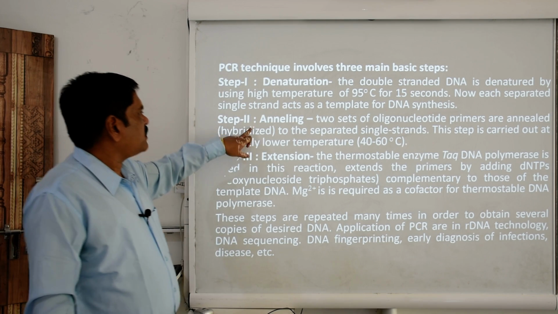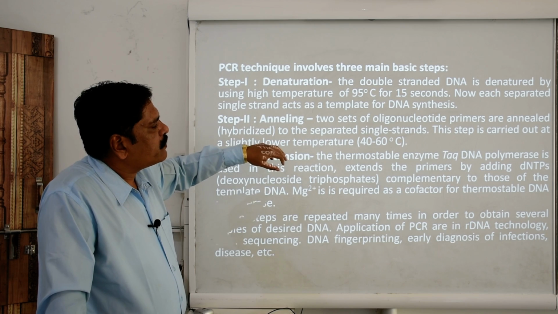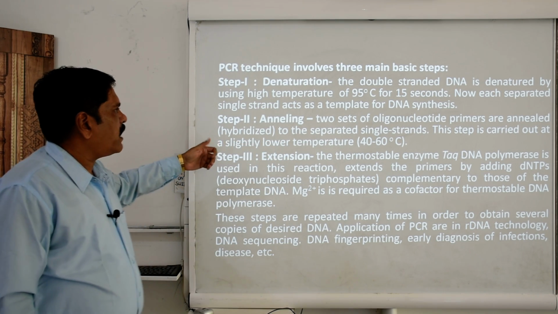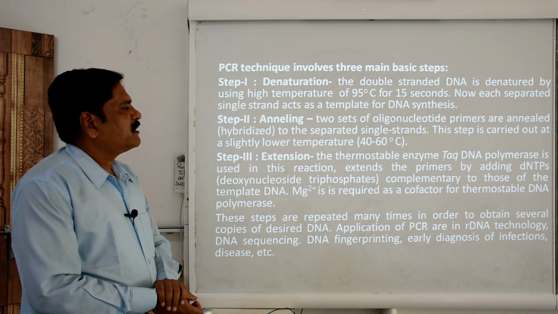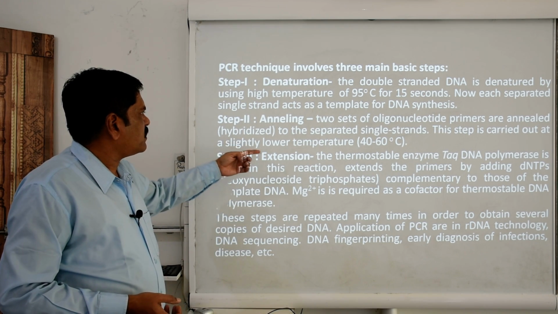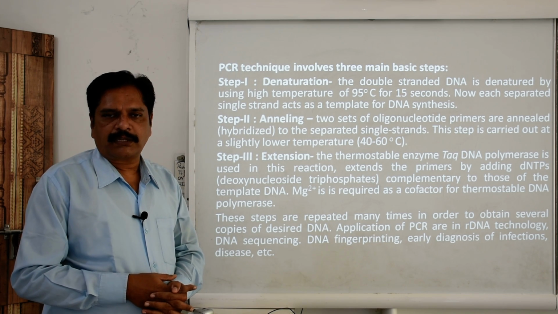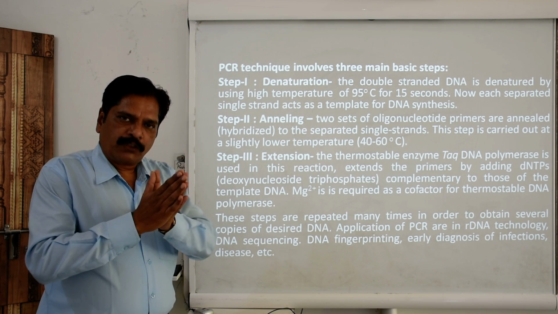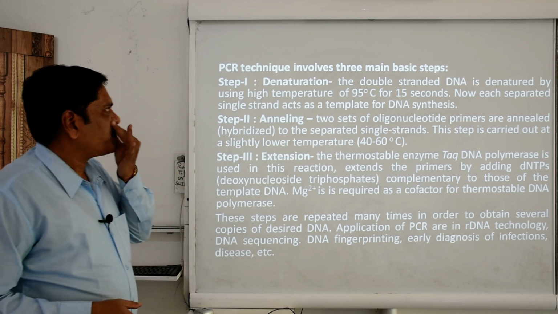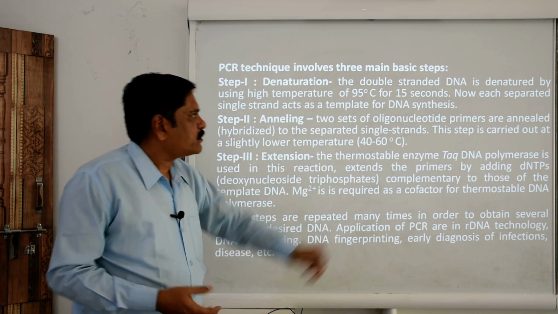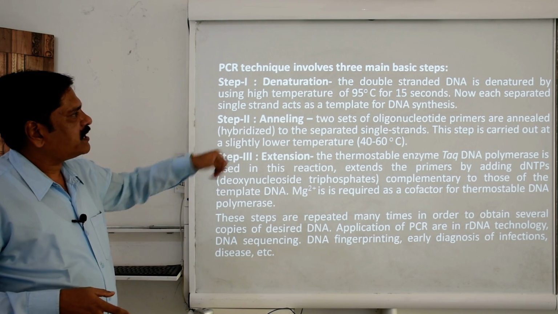Clear? Then second is the annealing. The two sets of oligonucleotide primers are annealed, hybridized, to the separated single strands, and this step is carried out at a slightly lower temperature, 40 to 60 degrees Celsius. By denaturing we just separated the two DNA strands. Then annealing is responsible for pairing the separated single strands along with the primers.